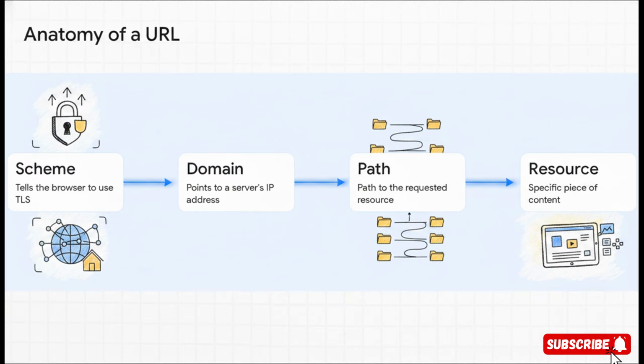Next up is the domain, jennapeterson.dev. That's the memorable, human-readable address. Then we have the path, which here is /thepath2. You can think of this just like the folder structure on your own laptop. It organizes the files on the server. And finally, the resource, hello world, which is the specific piece of content you actually want to see.